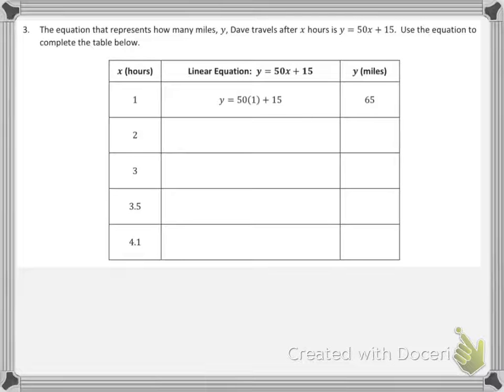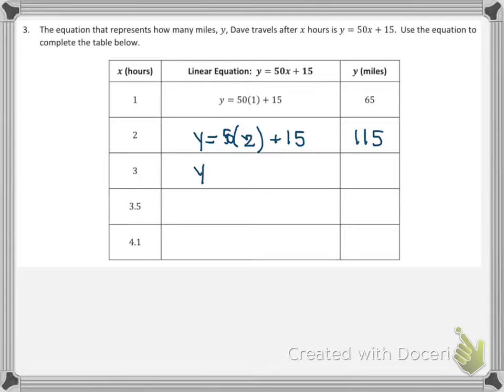The equation that represents how many miles y Dave travels after x hours is y equals 50x plus 15. Use the equation to complete the table. So all we're doing here is using the linear equation that was given to us and substituting. We're just plugging in the value of x given to us and calculating the miles. So for this first one, it will be y equals 50 times 2 plus 15. 50 times 2 is 100, plus 15 is 115. So I can see that after 2 hours, we get 115 miles.